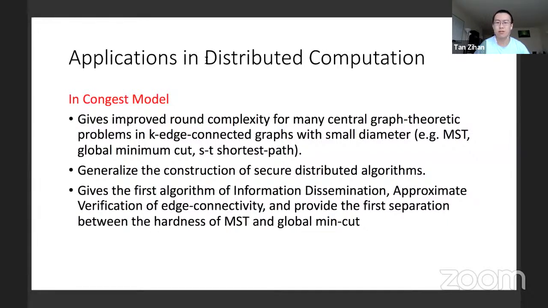This improves the round complexity compared with the general graph, which is d plus √n, that is tight. Also, a generalized construction of a secure distributed algorithm, and it gives the first algorithm for the information dissemination problem, approximation verification of edge connectivity, and also provides the first separation between the hardness of MST and global min cut, which are more or less considered to be equivalent in some other general graphs, for example.